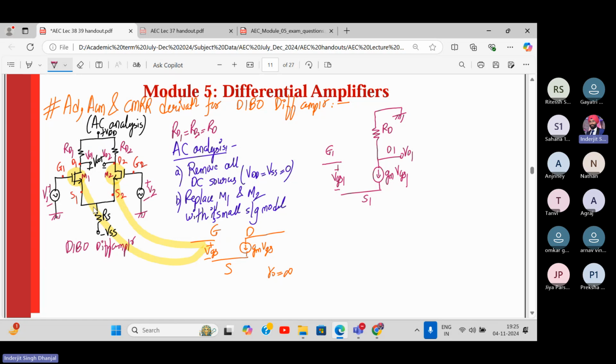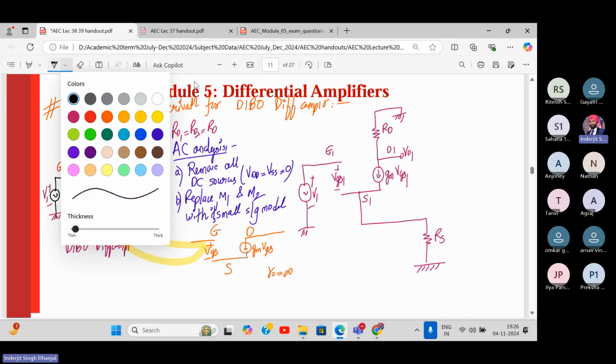Okay. From the source side, we have a resistor RS connected over here. So this resistor, I'm connecting it over here. Does it go to the ground? Yes, because VSS will be shorted. So this will go to the ground. This is RS. And what happens at the gate terminal? At the gate terminal, you have your signal source. This is plus minus V1, which is an AC signal. Got it? Yes or no? Yes, sir. One half of the circuit is completed.